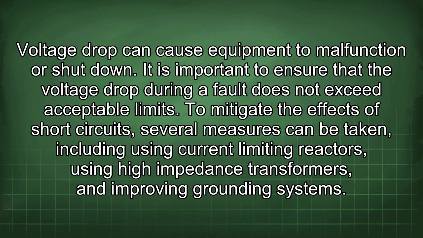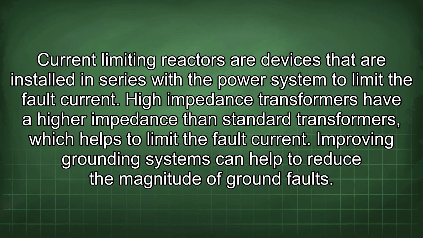To mitigate the effects of short circuits, several measures can be taken, including using current-limiting reactors, using high-impedance transformers, and improving grounding systems. Current-limiting reactors are devices that are installed in series with the power system to limit the fault current. High-impedance transformers have a higher impedance than standard transformers, which helps to limit the fault current. Improving grounding systems can help to reduce the magnitude of ground faults.